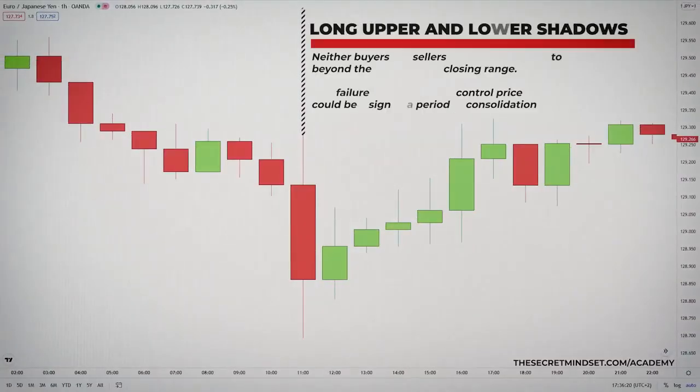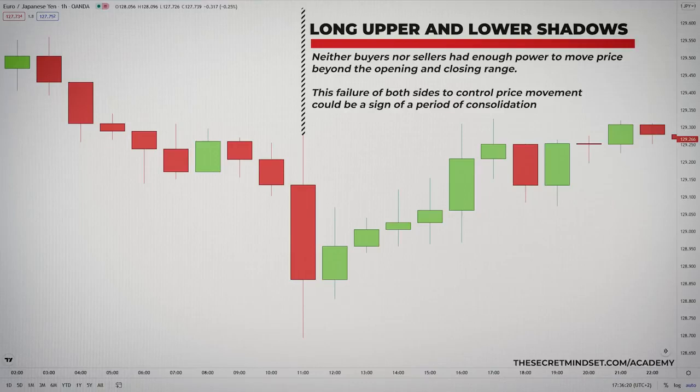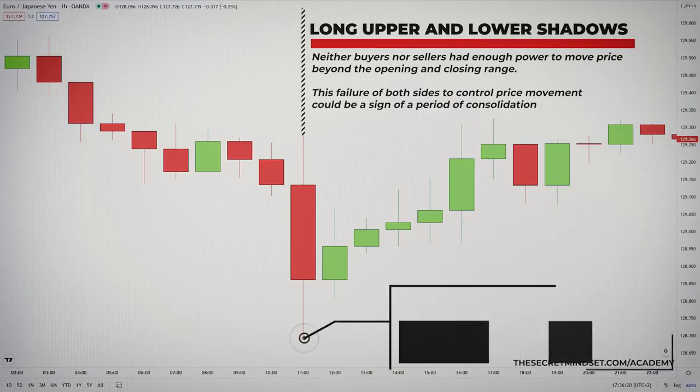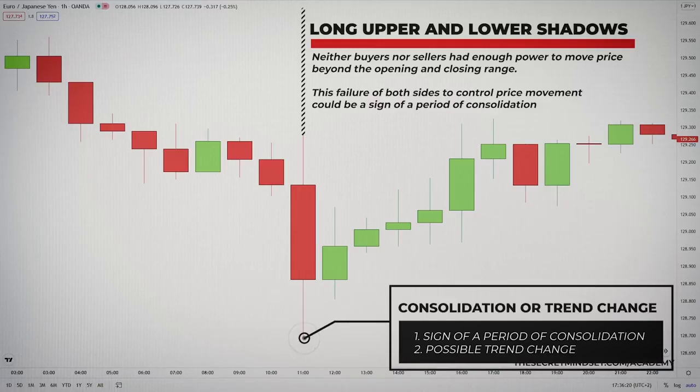One of the most interesting signals is an exceptionally long shadow appearing on both sides of the real body. When such shadows are found in both the upper and lower ends in comparison to the real body, it shows that neither buyers nor sellers had enough power to move price beyond the opening and closing range. This failure of both sides to control price movement could be a sign of a period of consolidation.